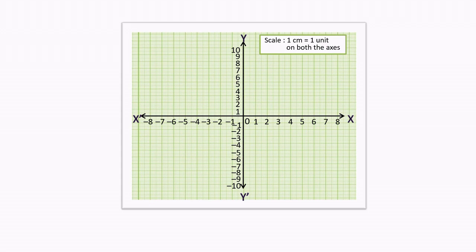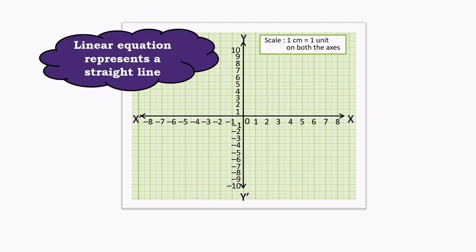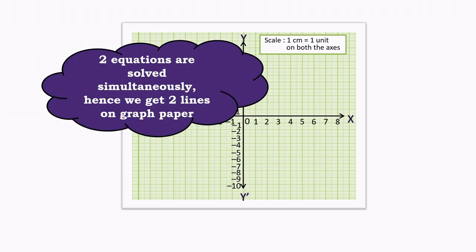Also, make sure to plot coordinates correctly. Each point must be placed carefully according to its values on the x and y axis. Now remember, a linear equation always represents a straight line. So, when we graph any linear equation, we will get a straight line.